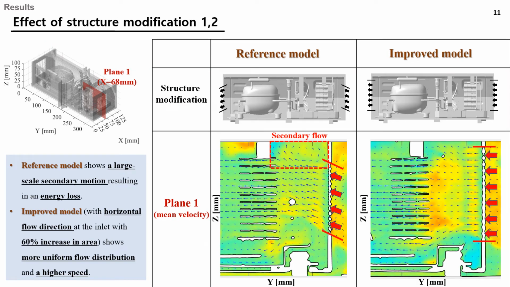From now on, I will talk about the changes in flow characteristics due to structure modification. Looking at the position of plane 1, in the reference model, the inlet angle is arbitrarily upward, so the flow towards the heat exchanger is non-uniform, and there is a large-scale secondary motion resulting in an energy loss. The improved model with horizontal flow direction at the inlet, with a 60% increase in area, shows more uniform flow distribution and a higher speed.